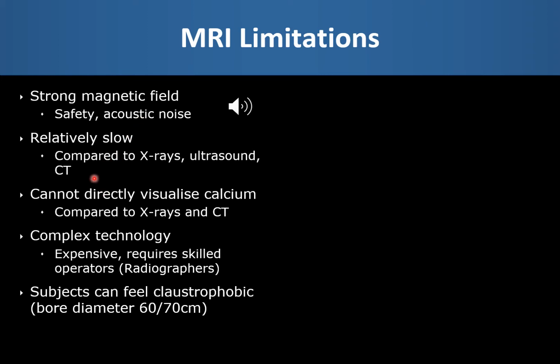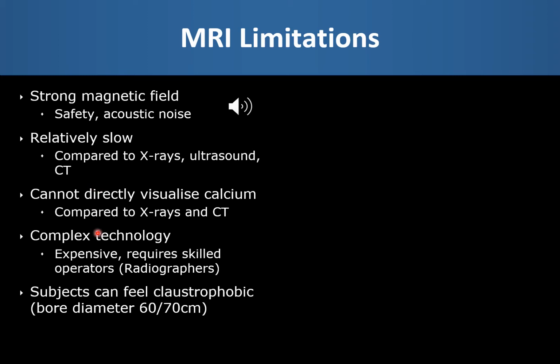MRI is also a relatively slow examination compared to X-rays, ultrasound or CT. A typical MRI examination will comprise several imaging series, each producing a different contrast and often in different imaging planes. Whilst we can acquire some MRI images in under a second, most clinical imaging series take several minutes to acquire the data. A complete MRI examination can take anything from around 10 minutes to an hour or even longer, depending upon the complexity of the investigation.